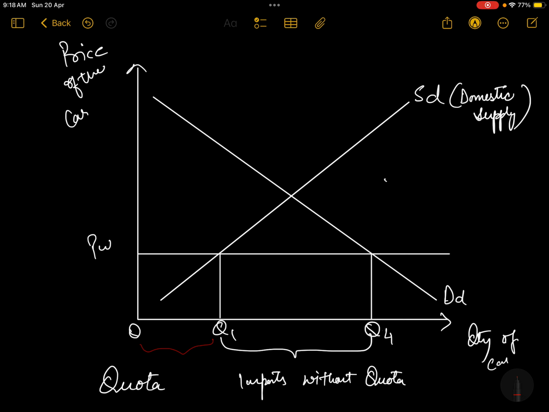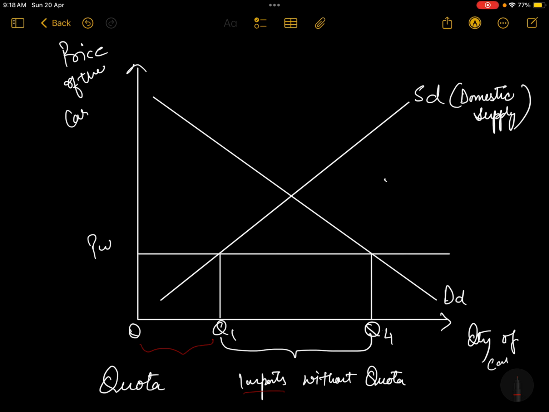However, there is a portion where the domestic producers are not capable of meeting the demand at the world price. So the imports are from Q1 to Q4. This is the basic structure where we started, which we can call free trade. This is the scenario of the country at the world price. This is what they are importing, and this, O to Q1, is what they are domestically supplying.